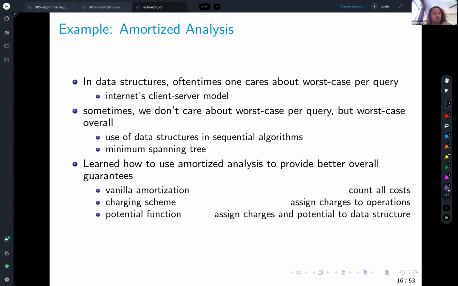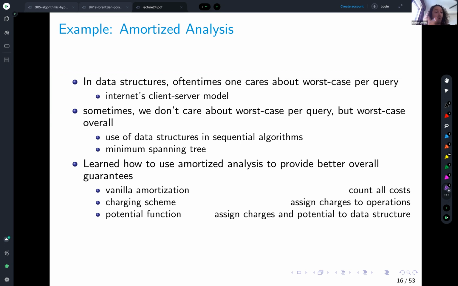And for that, we also learned 3 tools. What are the tools that we learned? Well, there's the vanilla amortization, which is just saying, oh, it's really easy to count the cost at every step. So I'm just going to account for the cost of the operation at each step, and then I take the average. And that's the vanilla amortization, right? That would be the simplest thing that you could do.